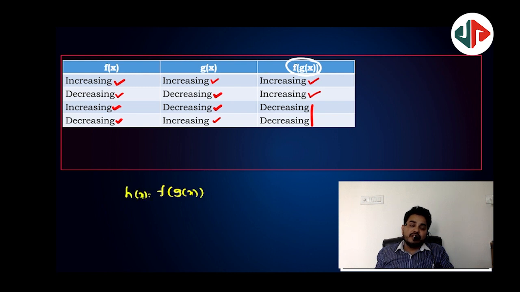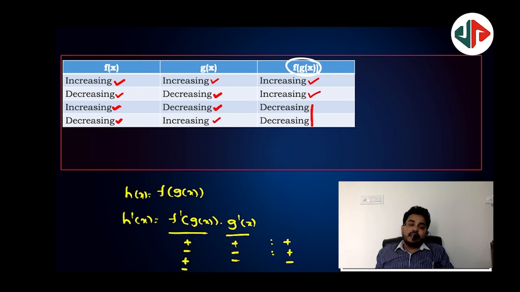Very simple. You can concentrate on this one, like f of g of x, h of x. Go for the differentiation. h dash of x, f dash of g of x into g dash of x. If both increasing, positive, positive, total will be positive. Both are decreasing, negative into negative is also positive. One is positive, one is negative, product is negative. Negative, positive, negative.